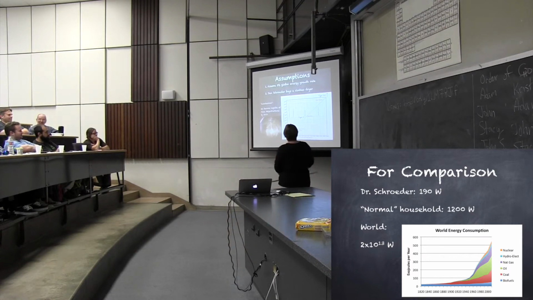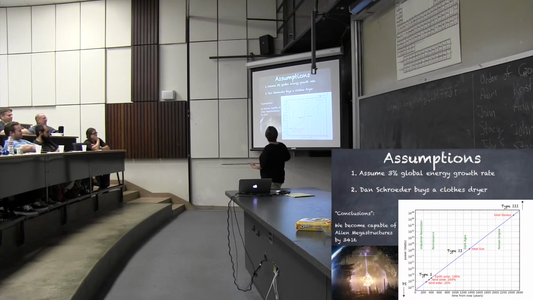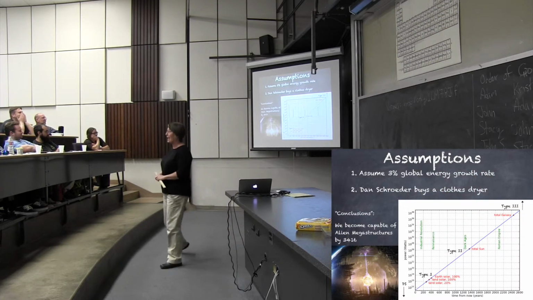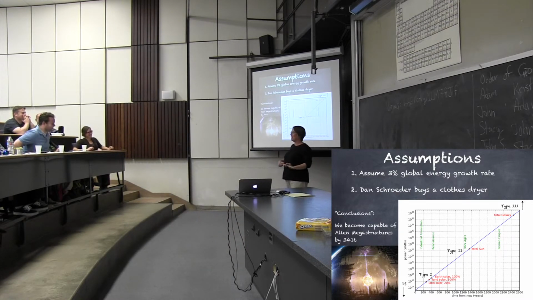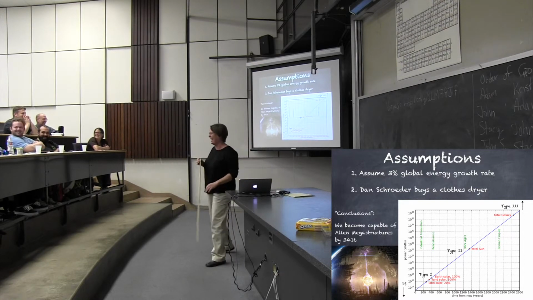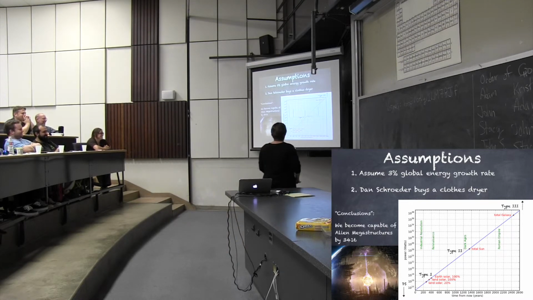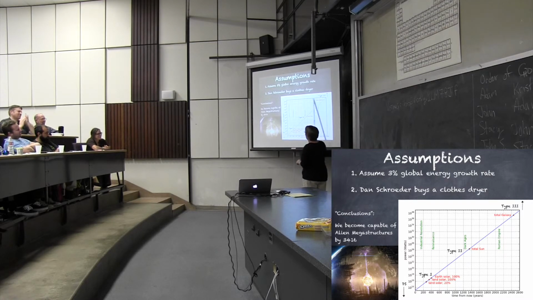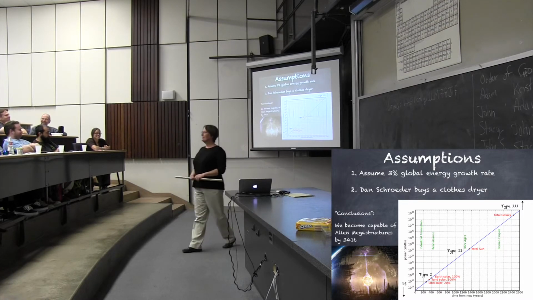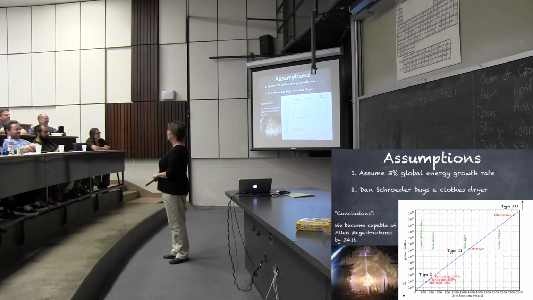So we have some assumptions. If we assume a 3% global energy growth rate here on the Earth, we can ask how long will it be before Dan Schroeder buys a clothes dryer? And what we find is that sometime around the year 2500, Dan Schroeder's clothes dryer will be using up the entire energy output of the total galaxy. Which may seem kind of incomprehensible, but I think we'll just leave it there. So we can ponder collisions, aliens, Dan's dryer.